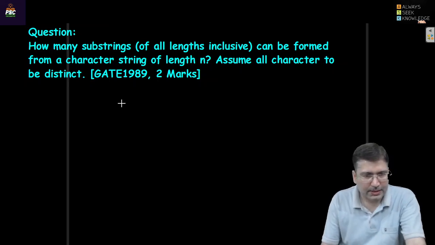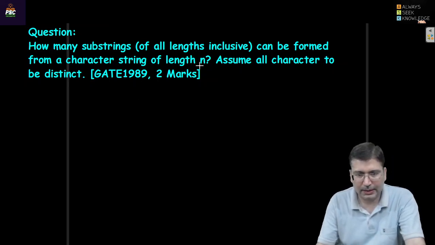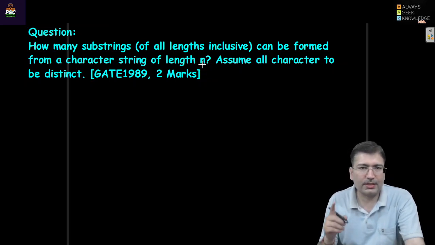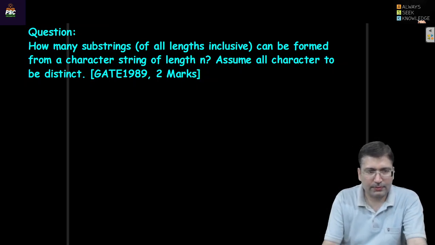So in this question, let's say a string is given which has length n, and in that particular string, all the characters are distinct. Here they are asking for the total count of all the possible substrings of the string. So how can we solve such a question?